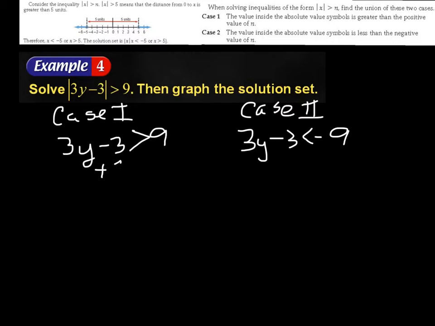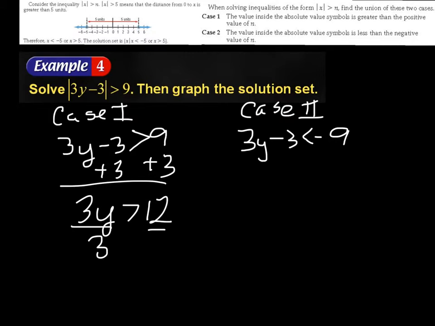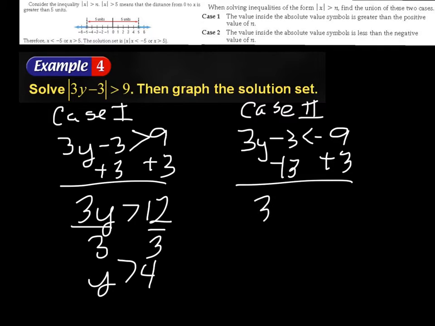So to solve, we're going to add 3 to both sides and divide by 3. And add 3 to both sides and divide by 3.